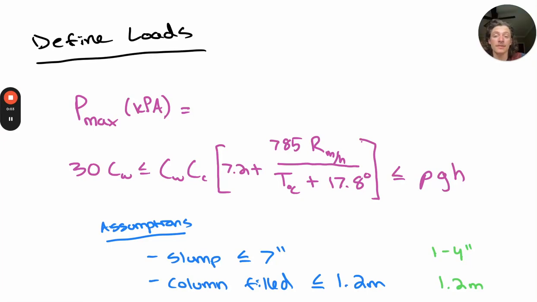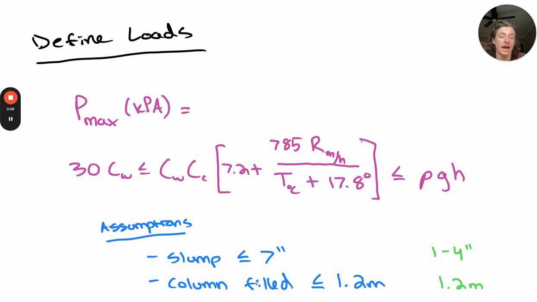First, we need to find the pressure exerted by the concrete onto the formwork while placing. In order to do this, we pull the following equation. Our value of P max, our maximum pressure in kilopascals, is going to be 30 times CW as our lower bound, and then calculated as CW times CC times an empirical equation that's 7.2 plus 785 times the pour rate divided by the temperature of the concrete in degrees Celsius plus 17.8.